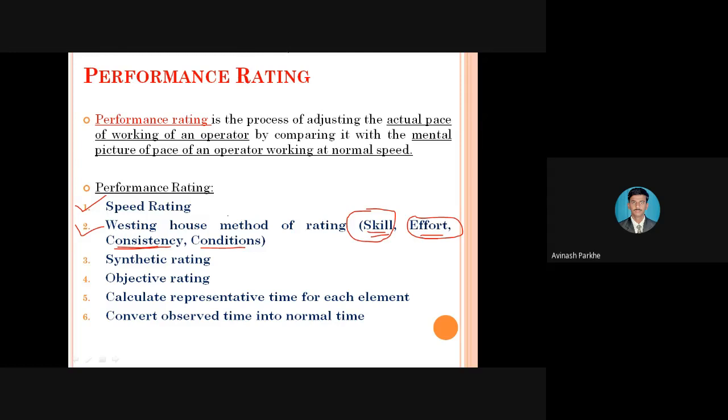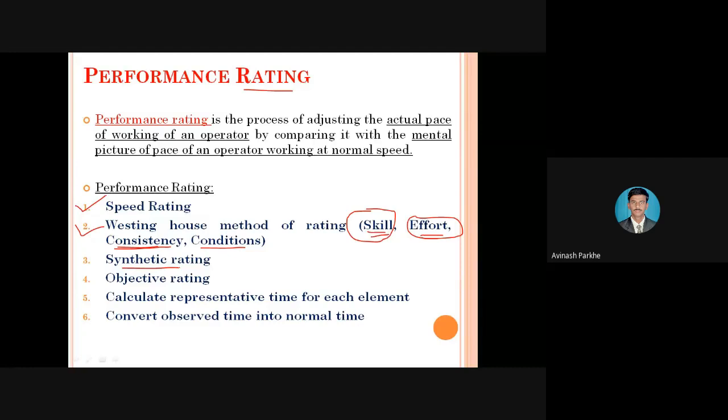So in the Westinghouse method, we are considering these four factors in order to check the performance of that operator, and accordingly we give the rating. Which are these four concepts? The first is the skill of the operator, then the effort taken by the operator, consistency maintained during the work, and finally the conditions. It may be working conditions, operating conditions, or working environment. All types of conditions are considered under this condition factor.